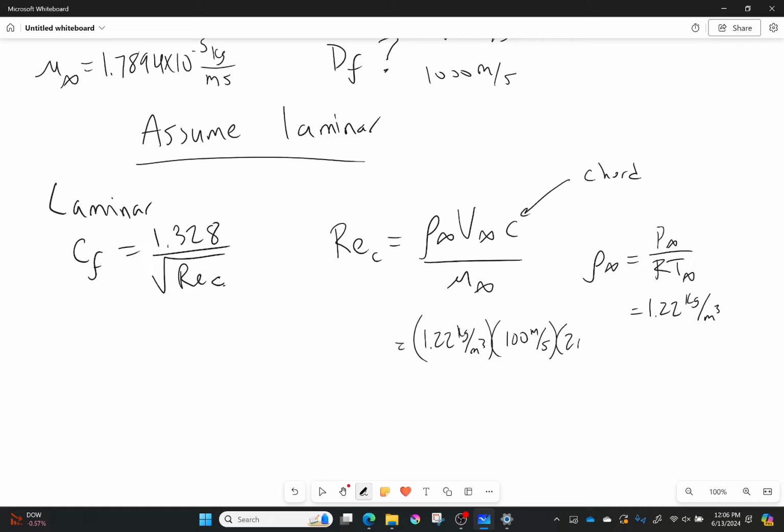times the chord, which is 2 meters, all over the viscosity, which is 1.7894 times 10 to the negative fifth. Okay, kilograms per meter second. So if I plug that in, what I get is that this is equal to 1.36 times 10 to the seventh. That is my Reynolds number.